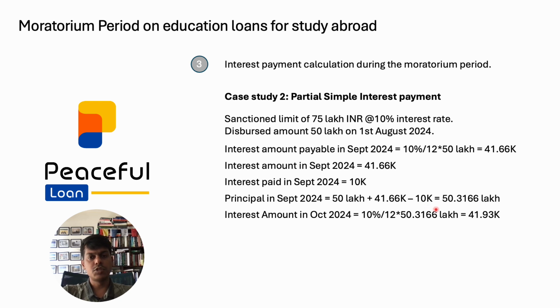And this is true for all financial institutions which give you an education loan. There are no exceptions to this rule. Compounding will happen for all financial institutions. I hope this is clear.